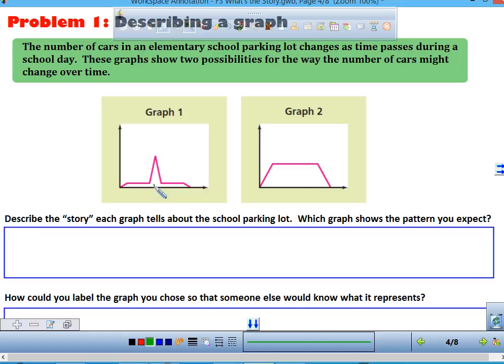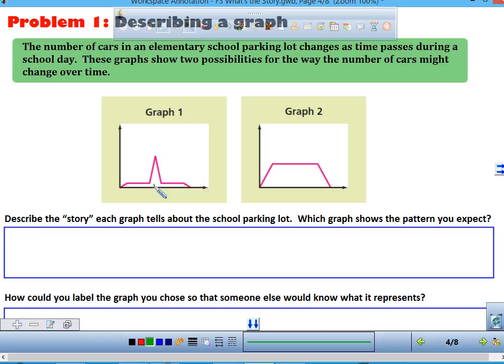Now, graph 2 shows what then? Jonah? Like in the morning they drop us off and then everyone stays and then after school they all leave. Okay, so what cars stay at the school? People who work at school, right? They stay there all day. Well, elementary though, teachers, they leave their car there too. No, I know, but not high school. This is an elementary school.